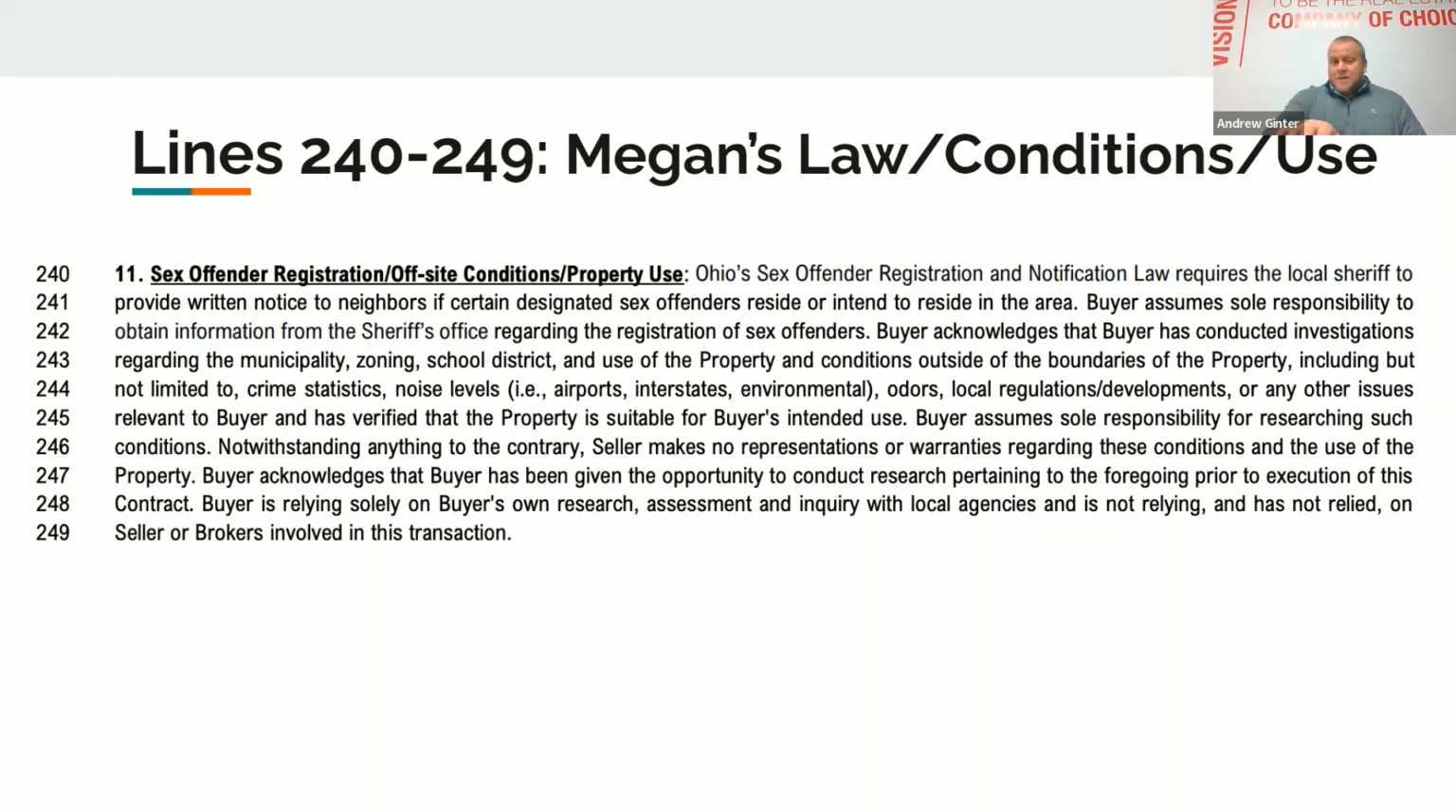This one, in regards to the Megan's Law stuff, it's very clear that it is completely the buyer's responsibility to do whatever research they want to do, and that it's not the seller's responsibility to provide the buyer with any information about it, which I think is beneficial. I think our current contract creates a little bit of a gray area around that.